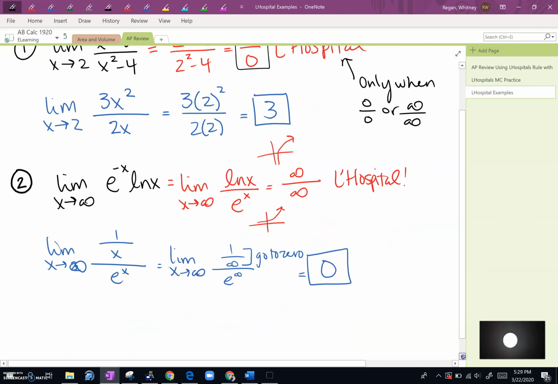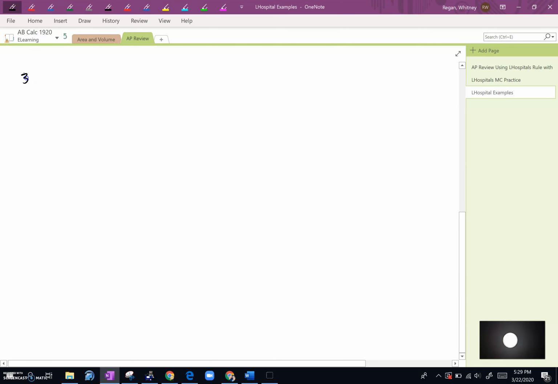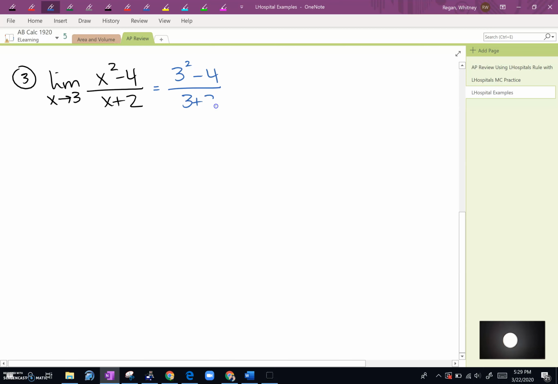So let's try another couple. I have 2 more for you. So if we're going for number 3, let's take a look at just limit x approaching 3 of x squared minus 4 over x plus 2. So we're going to evaluate just like what we're used to. 3 squared minus 4 over 3 plus 2 ends up giving us 5 over 5, which is actually just 1. That ends up working totally fine.